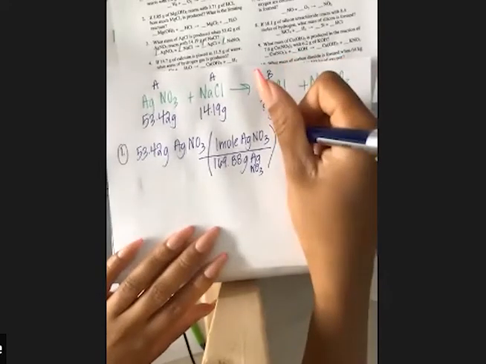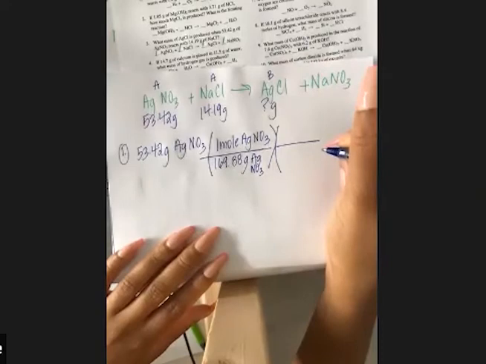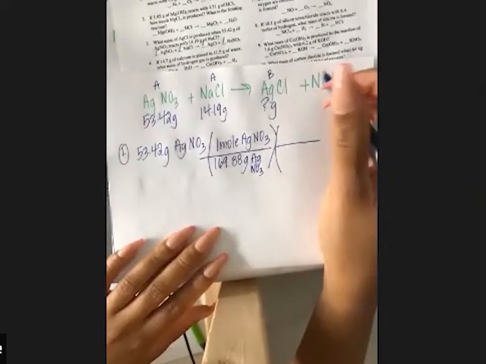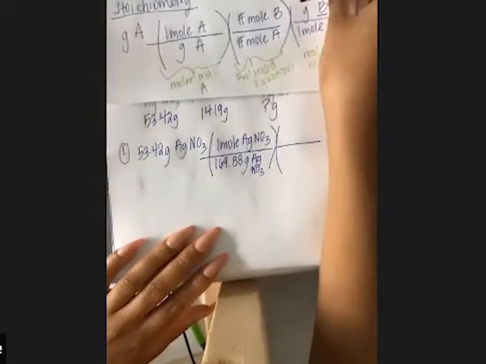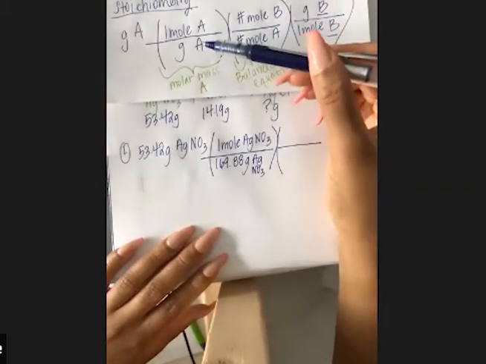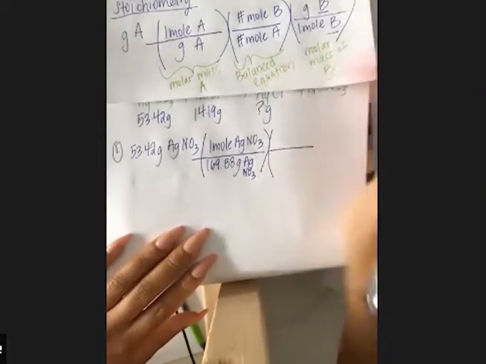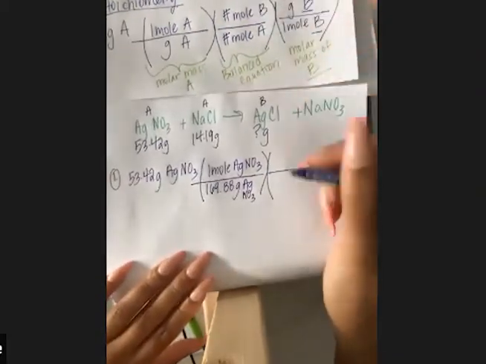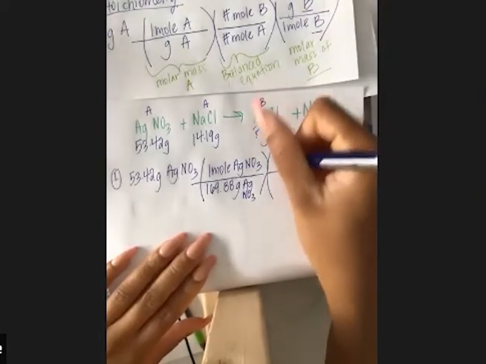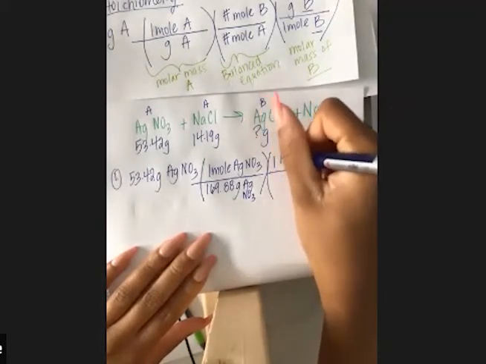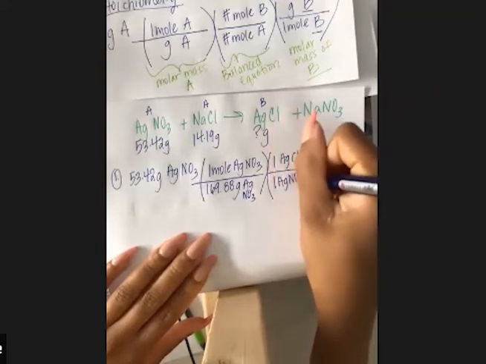What's my second step, guys? Find the mole to mole ratio. So remember, this is my first step. We're going to divide by the molar mass, and we're going to use the mole to mole ratio. What's the mole to mole ratio in this case? 1 to 1. So basically 1 silver chloride for 1 silver nitrate.